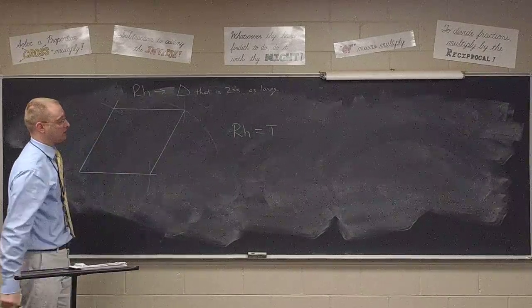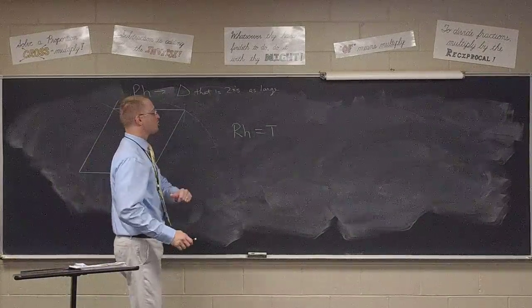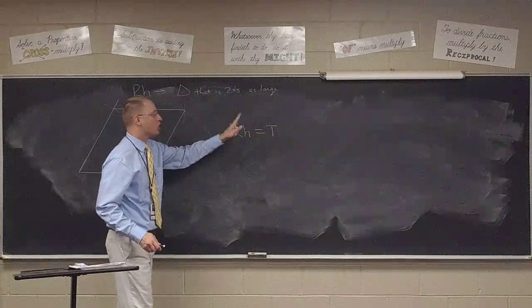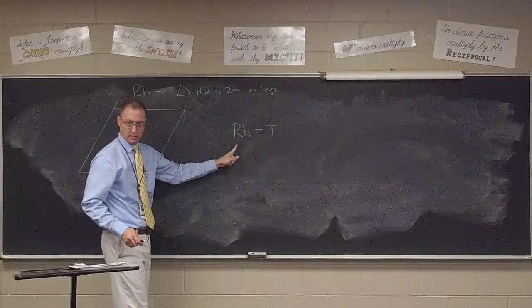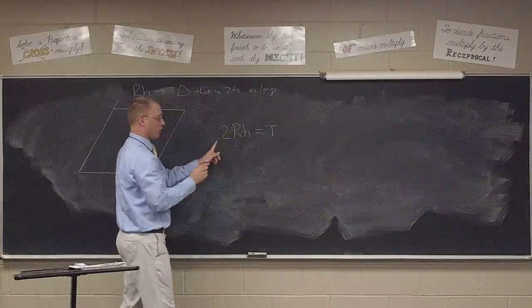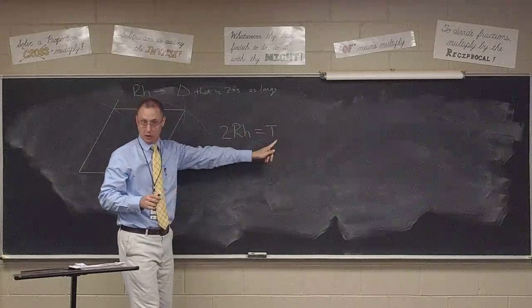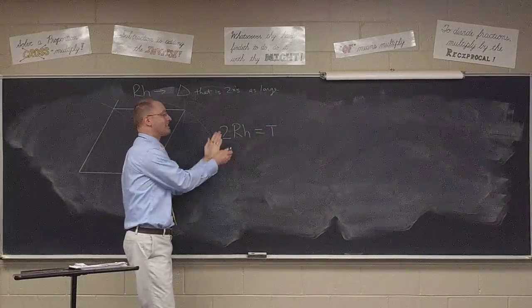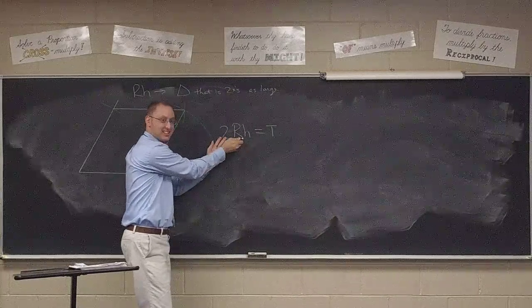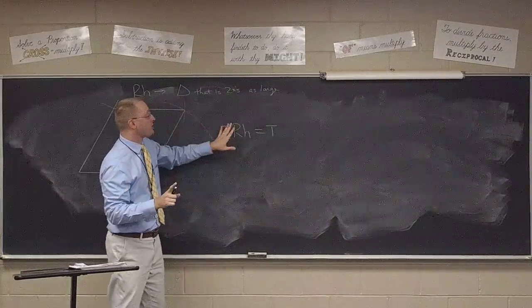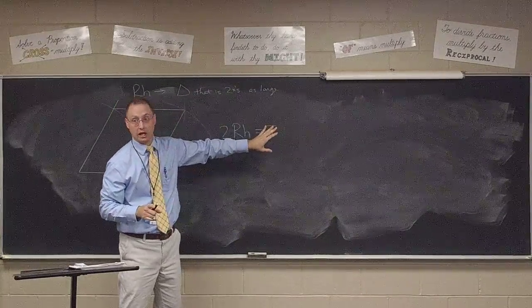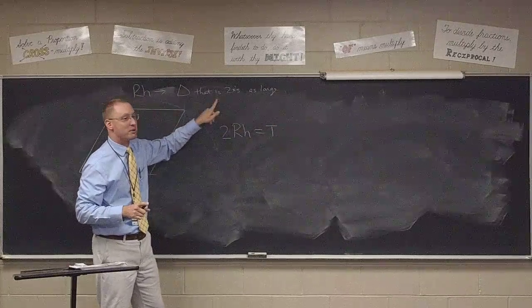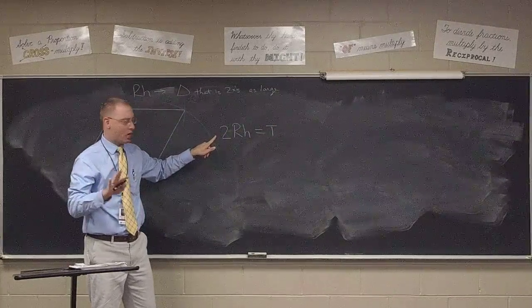How do I need to edit this? RH equals 2T. Triangle is twice as big as rhombus. 2RH equals triangle. If triangle is twice as big as rhombus, does that make sense? Yeah. But otherwise, you'd be saying the rhombus is twice as big as the triangle. No, the triangle is twice as big as the rhombus. Do we understand now? All right.